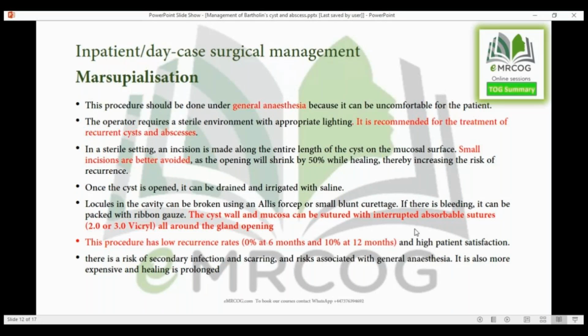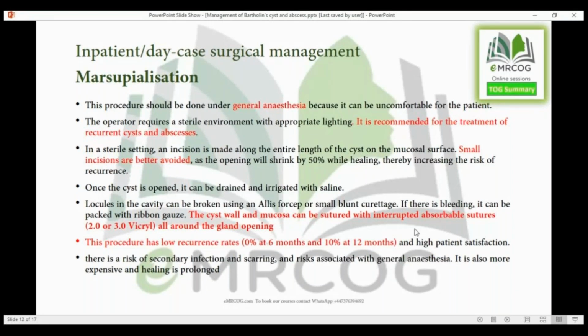So I'm talking about doing something that needs hospital stay. Not only so, it's not the best thing for a woman with comorbidities, right? But it is the recommended treatment for recurrent cysts and abscesses. So when you have a case with recurrent cyst and abscess, don't think about any other thing but marsupialization. And when it's a recurrent cyst after marsupialization, you are going to need excision of the gland itself.